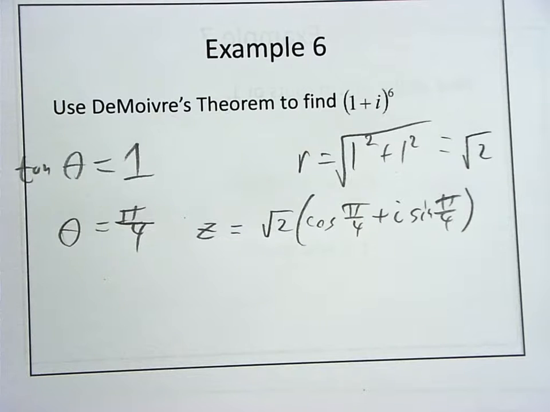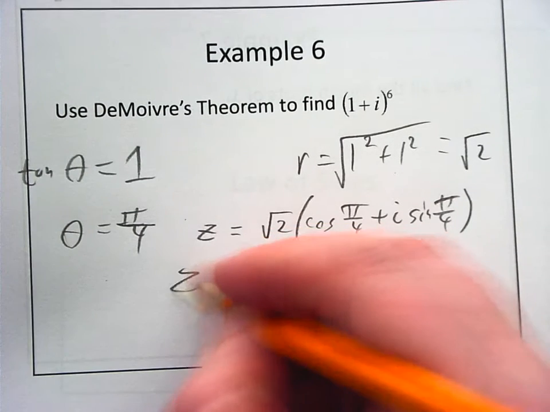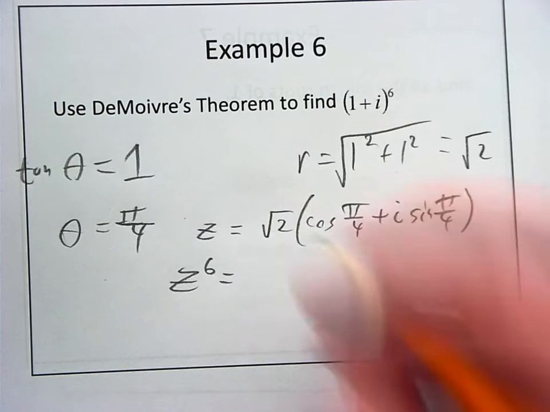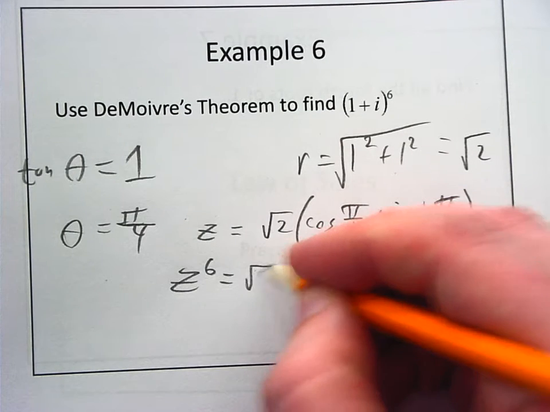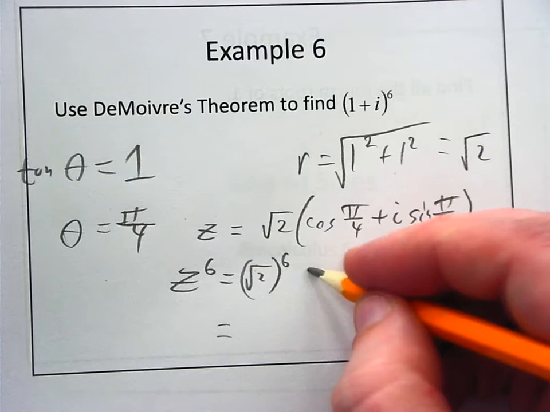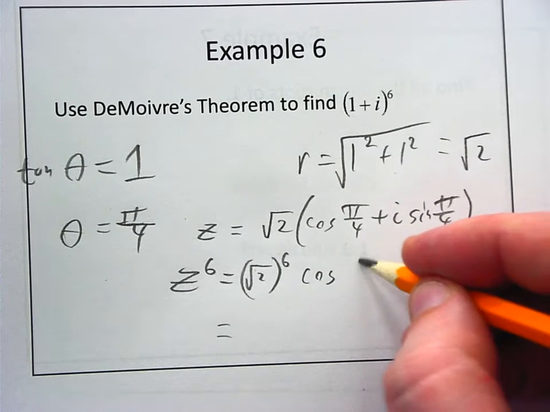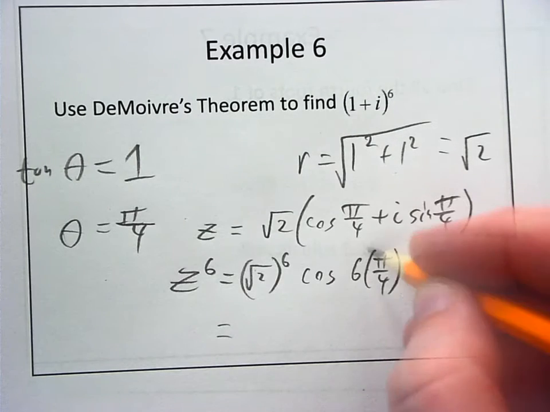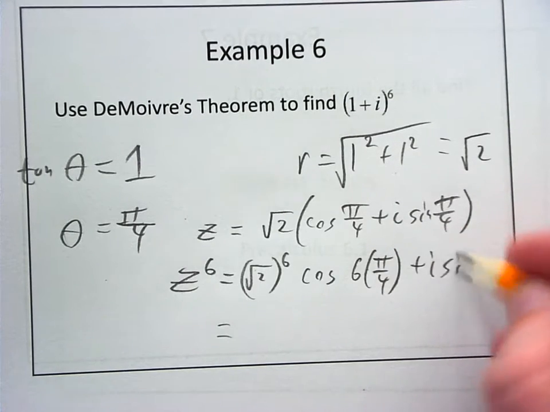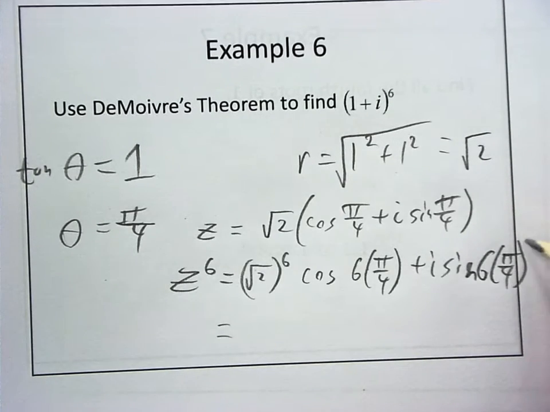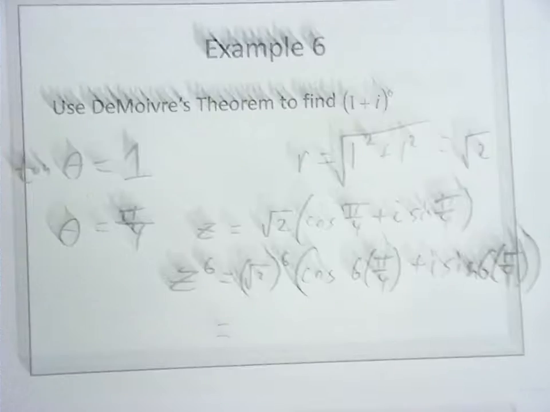Now, I want to take that and raise it to the 6th power. So z to the 6 is going to take the square root of 2 and do what? Raise it to the 6. And then it would be cosine of 6 times pi over 4. It'll simplify out to 3 pi over 2, but the idea is I'm taking 6 times both of those angles. So that will be 3 pi over 2.